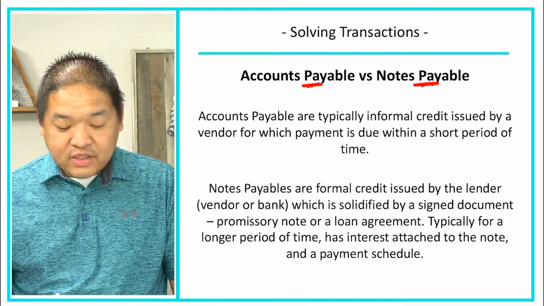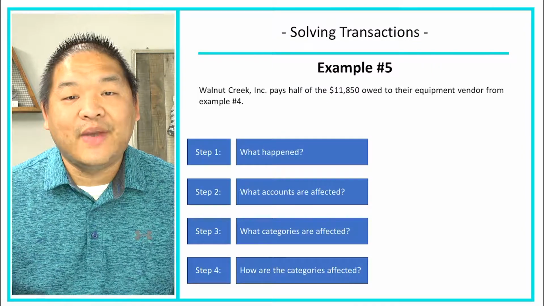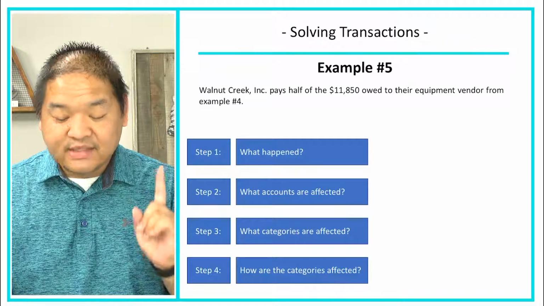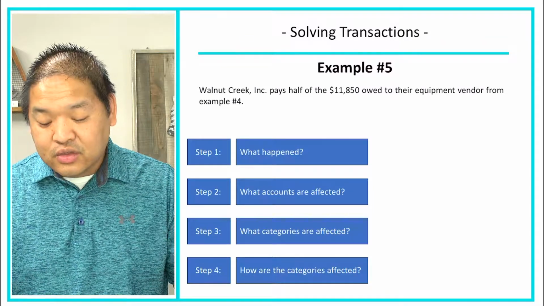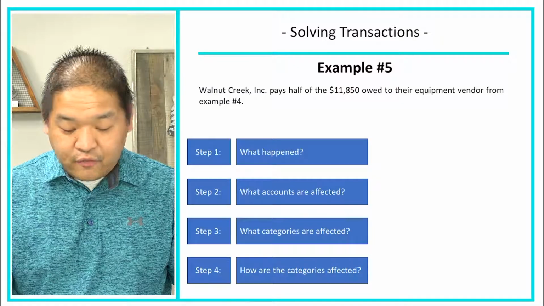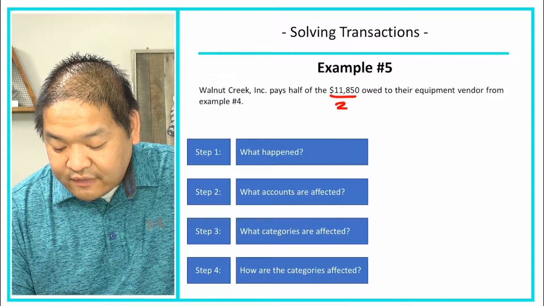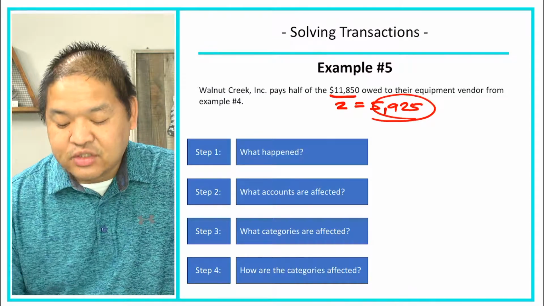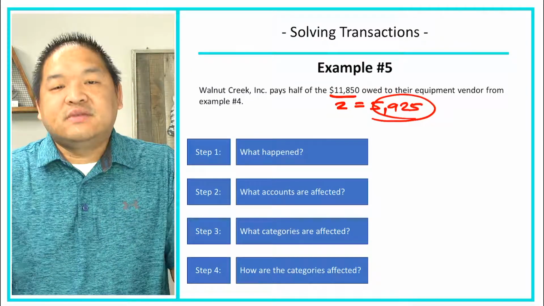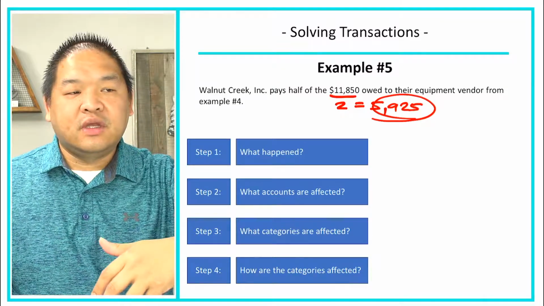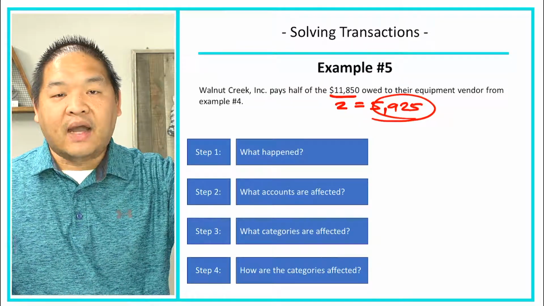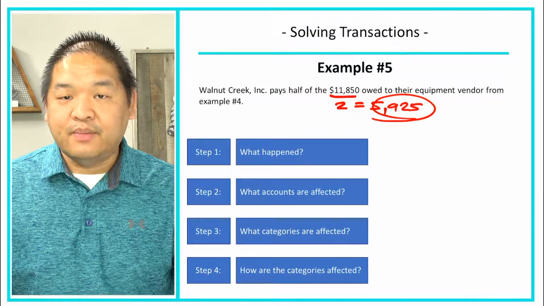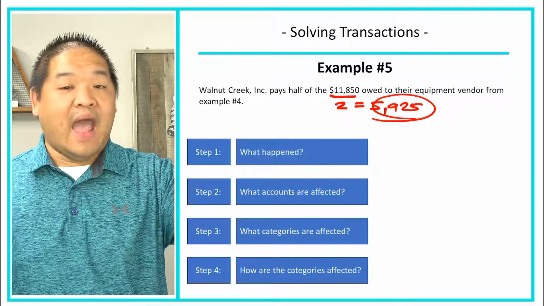All right, moving into example 5 here. Walnut Creek pays half of the $11,850 owed to their equipment vendor for example number 4. So we take half of this and we'll get $5,925. So that's how much we're going to pay. Basically, they deliver the equipment and then we pay them back. In this case, we're told that we're only paying half of it. I don't know why we're not paying all of it, but there may be a good reason. We're paying half of it back to them.